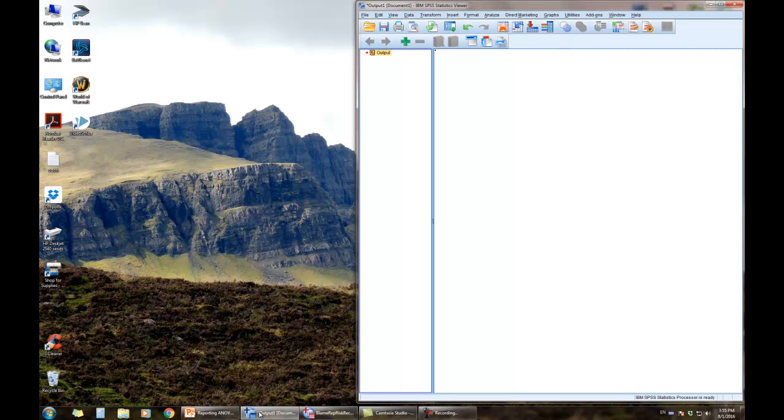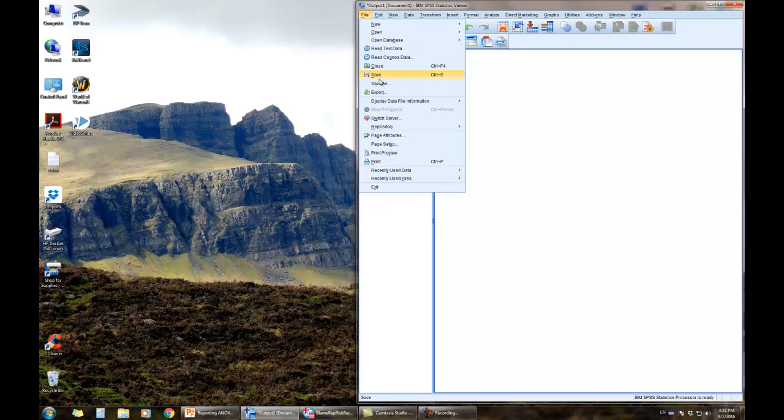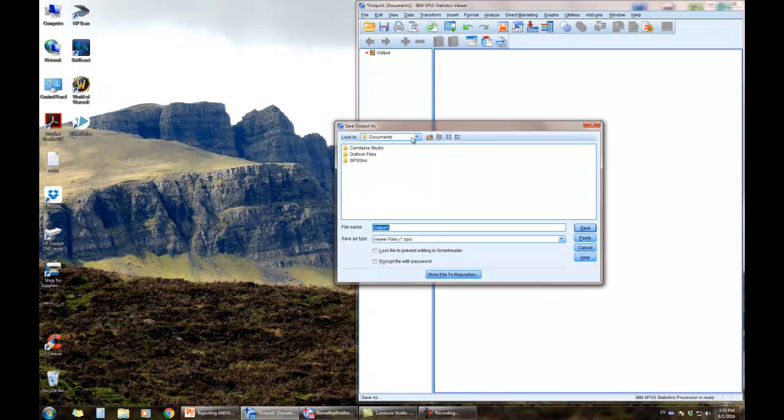So, how do we run ANOVAs? Well, we have to have our data set open, and again, because you're not doing anything with your data file, you're just running the statistics, it's easier just to keep the spreadsheet minimized and work directly off your output. So, our output is opened, and let's save this as our ANOVA file.